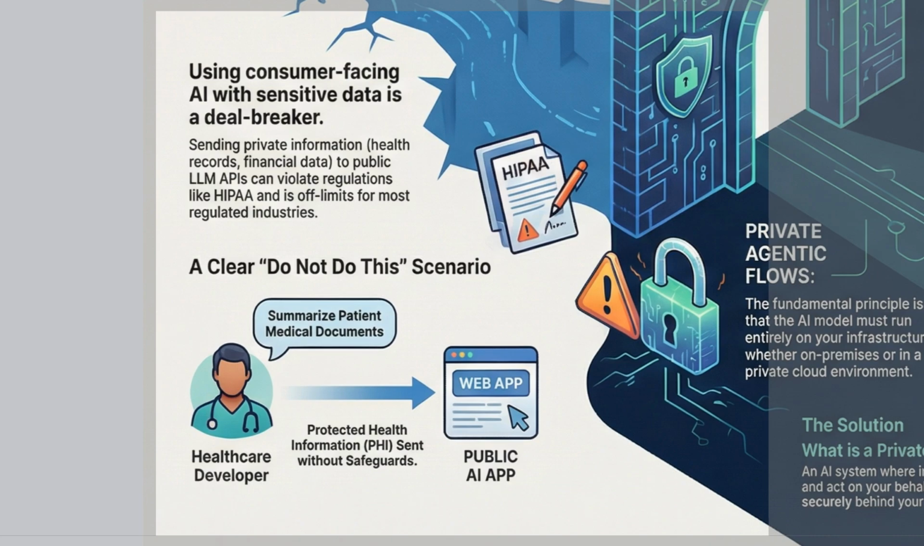Consider healthcare or finance teams summarizing records using a public AI app. Protected data may transit third-party servers, be logged, or used for model improvement. This can conflict with regulations like HIPAA or financial privacy rules, and organizations lose visibility into where that data goes, who can access it, and how long it persists.